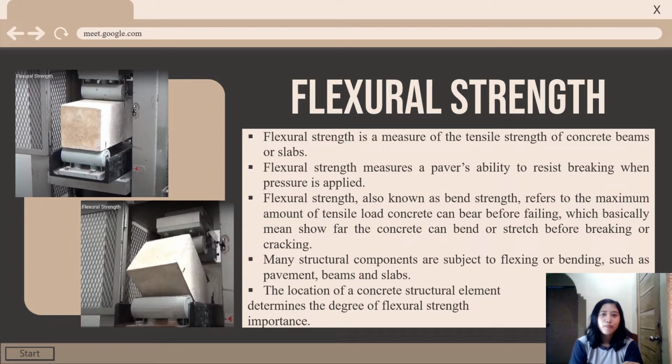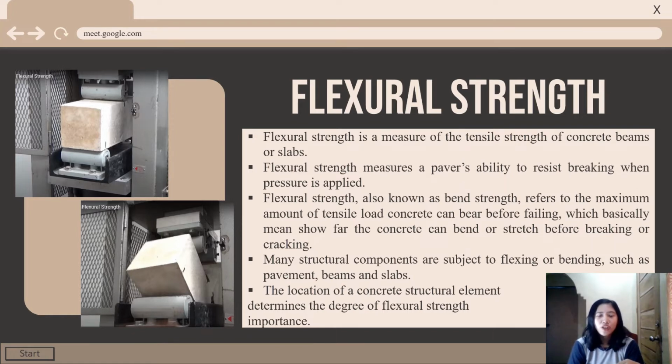Many structural components are subject to flexing or bending, such as pavement, beams, and slab. It is important that concrete mixtures have a flexural strength able to resist bending or tensile forces. However, the exact amount of flexural strength required varies on what part the concrete plays in the strength of the structure. The location of the concrete structural element determines the degree of flexural strength importance.